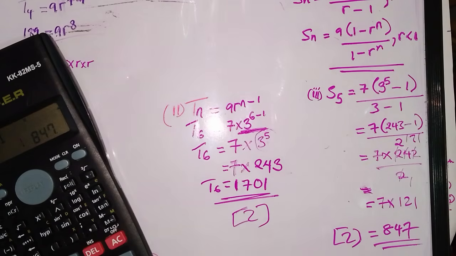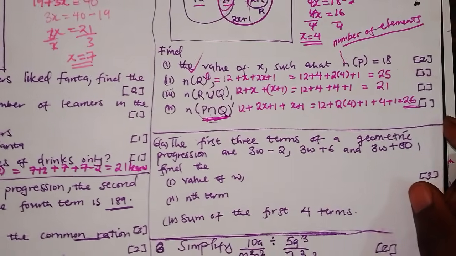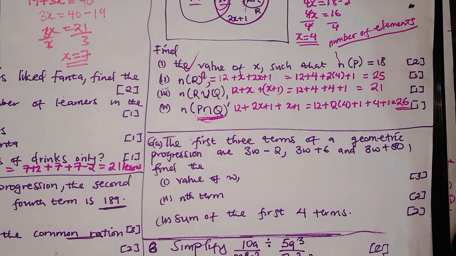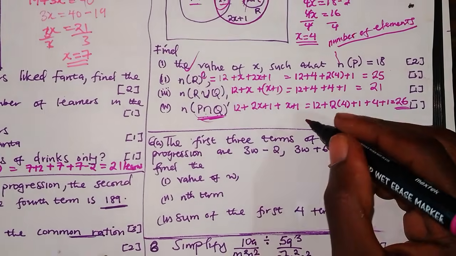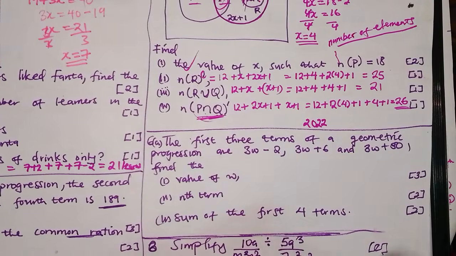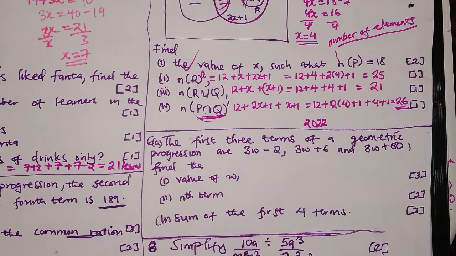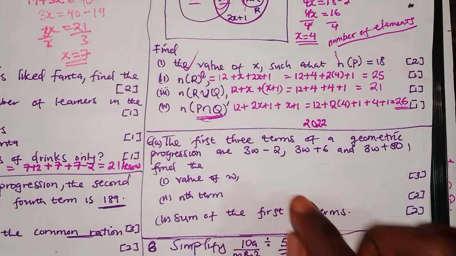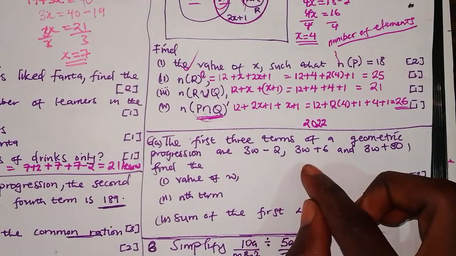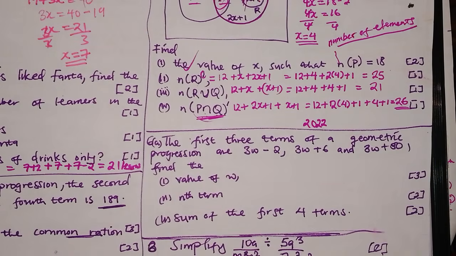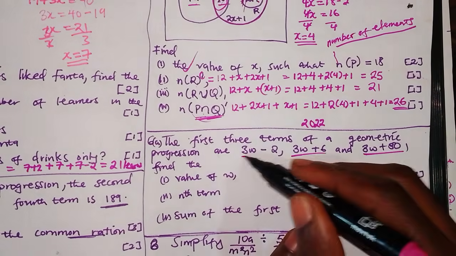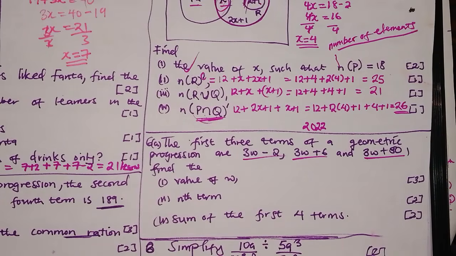So now moving on to our second example. So our second example is saying it came in 2022. Yeah, you can check for GCE. Yeah. So the question is saying the first 3 terms of a geometric progression are 3w minus 2, 3w plus 6, 3w plus 30. So they are telling us that these are the 3 first terms.